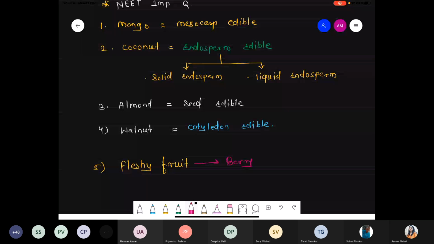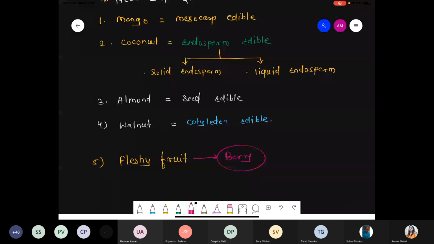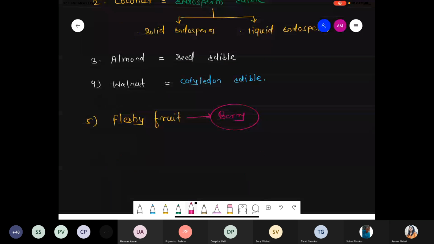Number one is drupe, another one is berry, then pepo, balausta, pome category, amphisarca. So different types of fleshy fruit. So we are talking about berry, and we are taking examples of which fruits come under the berry category. And remember this point, drupe is one type of fleshy fruit, and berry also is a second type of fleshy fruit.